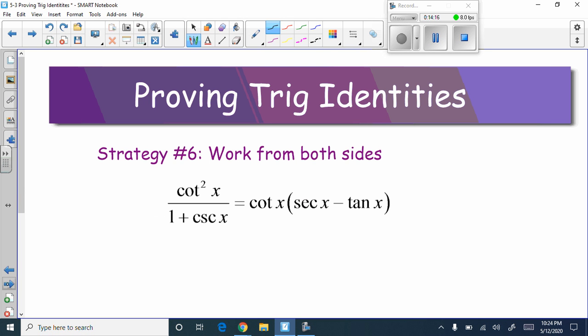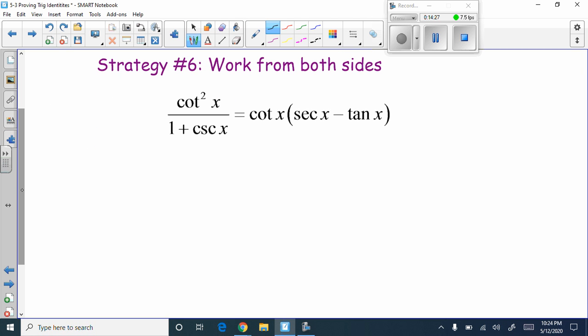All right, and then the last and final strategy that we're going to look at here is the possibility that you can work from both sides if you choose to. And sometimes that is a nice way to do it, especially if you get stuck on one side. Maybe you can start working from the other side. And that does mean that you can use the addition property. You can add something to both sides. You can multiply, you can divide. We can do problems like that as well.